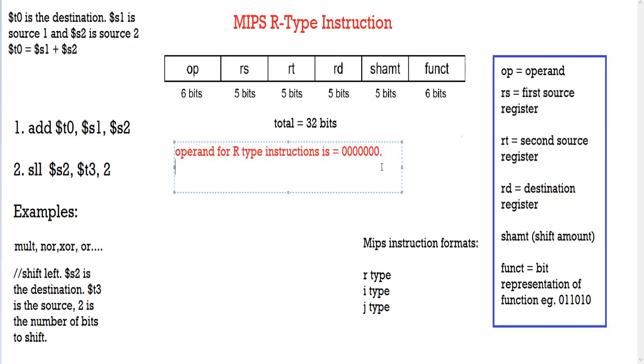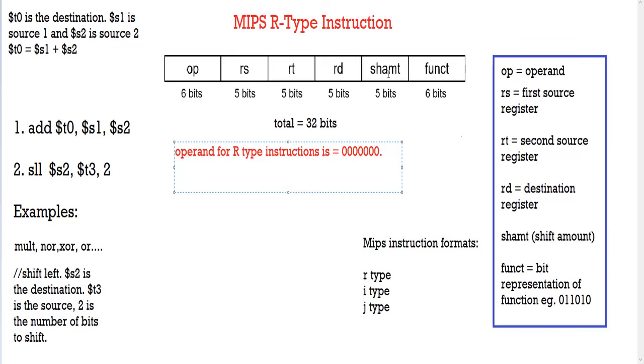Next, we have our first source register. In the add instruction, as I told you before, the first source register is S1. So in this place of 5 bits, you're going to have to put the value for S1. We're going to get to that in a bit. So this is the first source register and this is the second source register. The destination is going to be T0 for the add one, and for the shift left one, it's going to be S2.